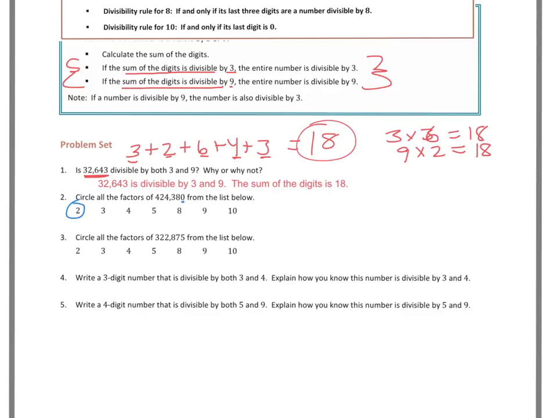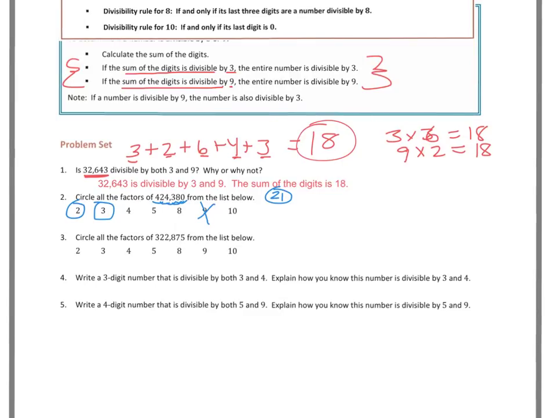3, we know we have to add these up, so we can do 3 and 9 at the same time. So 4 plus 2 is 6, plus 4 is 10, plus 3 is 13, plus 8 is 21, plus 0 is 21. So now we have to see, can 3 go into 21? Yep, 3 times 7 is 21. But 9 can't go into 21 because 9 times 2 is 18, which we did up above. 9 times 3 is 27. So I'm going to put an X through 9 just so I know not to check that again.